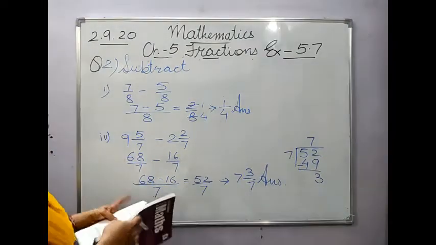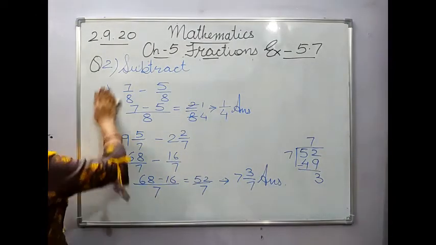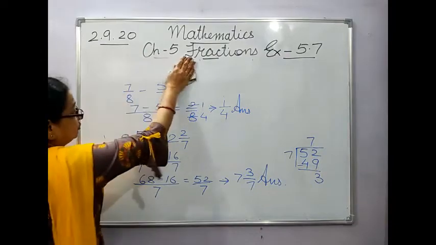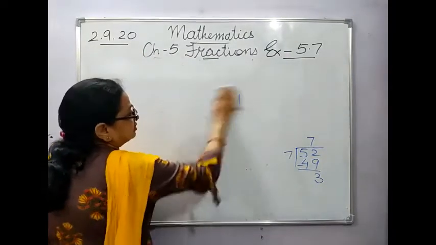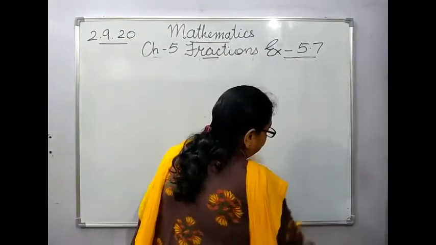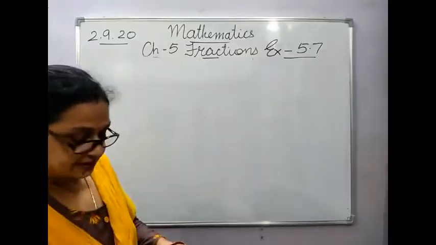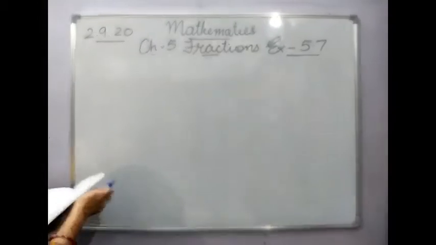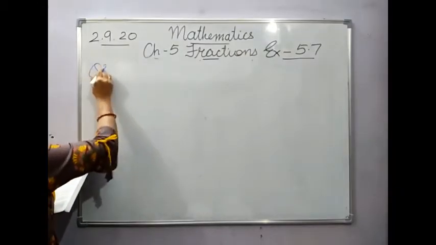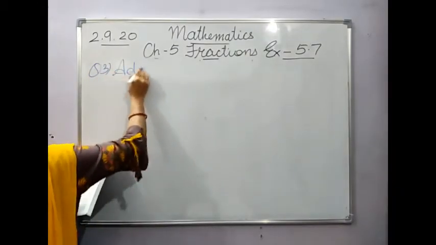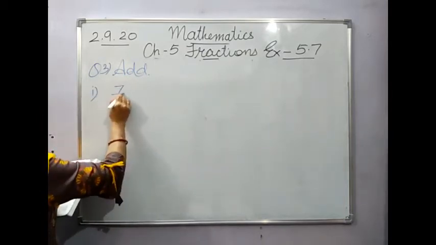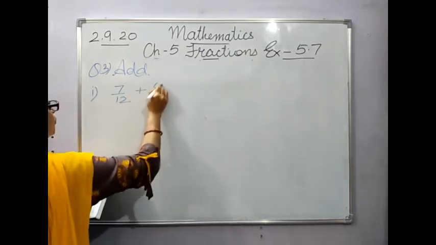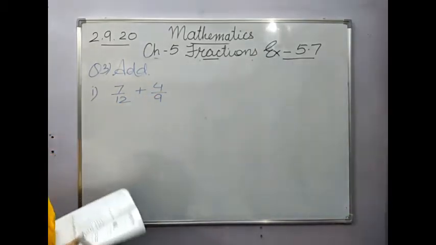Question number 3, add. Again, why add? Because if you look at those sums, those are unlike fractions. Denominators are not same. Question number 3, add. It is 7 upon 12 plus 4 upon 9.